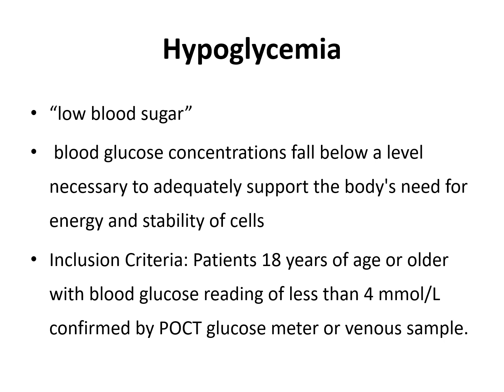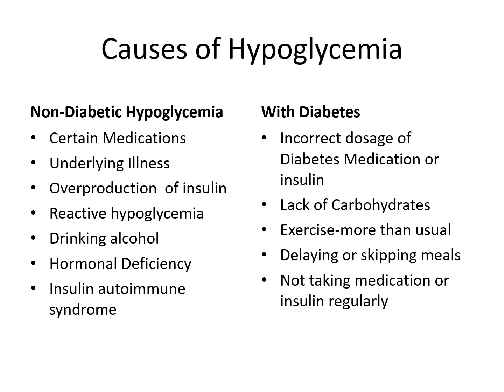The treatment protocol that we will be looking at will be applicable to patients who are 18 years and older and they have a blood glucose reading of less than 4 millimoles per liter as confirmed by POCT glucose meter or venous sample. Causes of hypoglycemia.